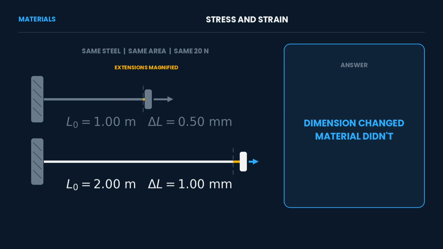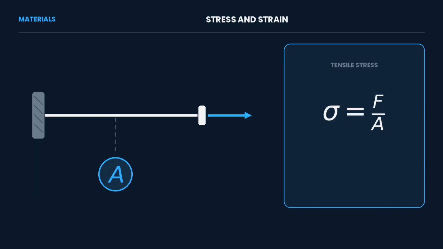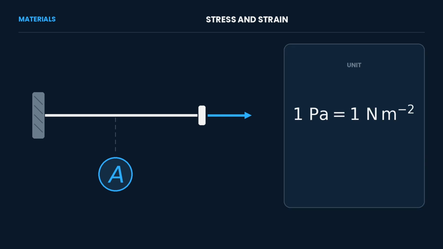Last lesson's spring constant described the whole object, but to compare materials, we need to remove the geometry. Tensile stress is force divided by cross-sectional area. It measures how concentrated the pull is. It's measured in pascals, which are just newtons per square metre.